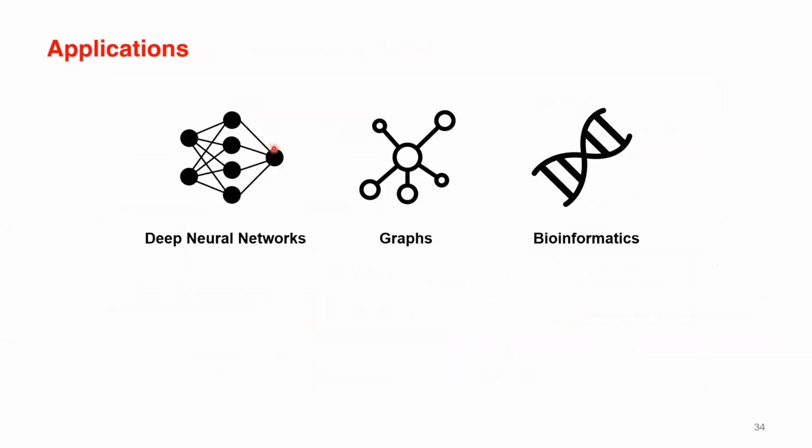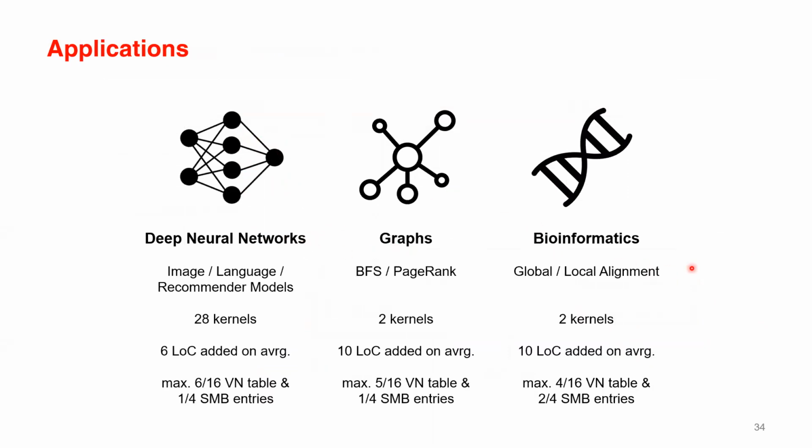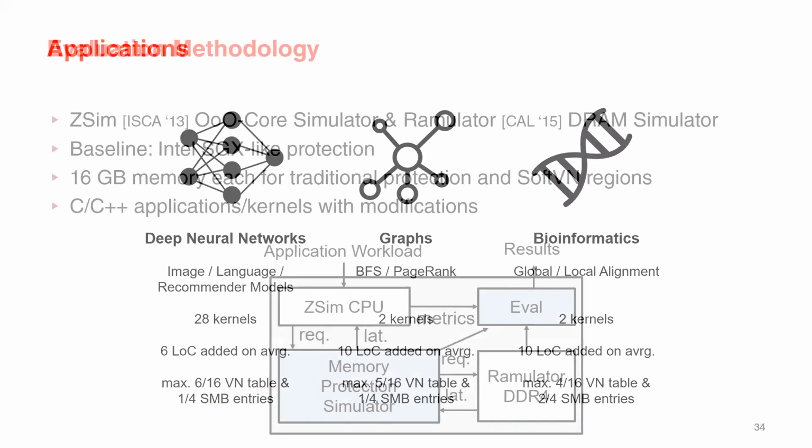So now that we have an idea of how SoftVN works, let's take a look at how we evaluated it. We studied applications and their kernels from different domains like neural networks, graphs, and bioinformatics. And generally, we found that the modifications we have to make to the kernels are simple, and they require a minimal number of lines of code to be added. Also, the number of entries they needed in the hardware structures are well within the limits we imposed on the hardware, which was 16 for the VN table and 4 for the SMB.